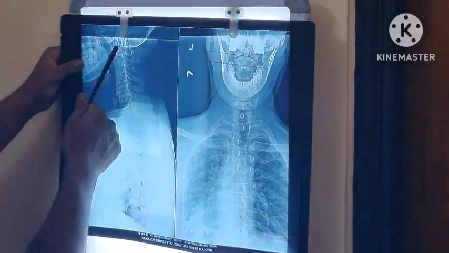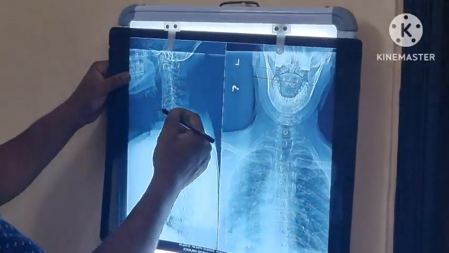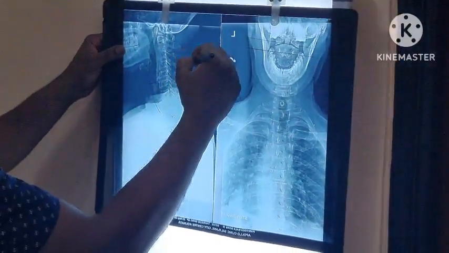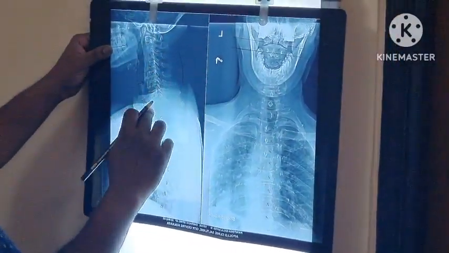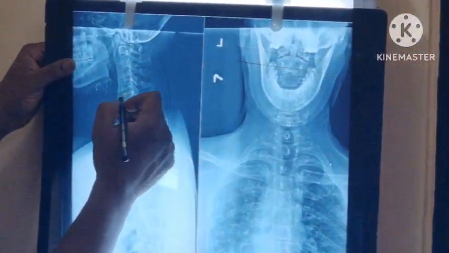Here we can see, if you look at the lateral view, the lordosis of the cervical curve should be on the front side. It's actually gone kyphotic, especially at C4, 5, 6 level. There are gross degenerative changes.